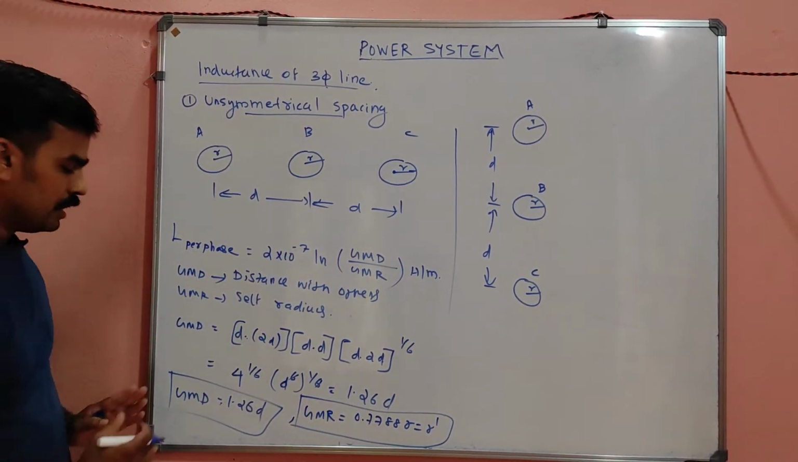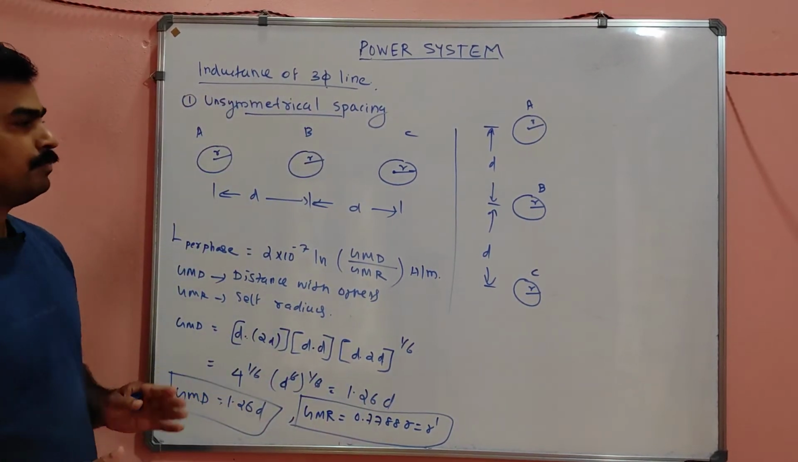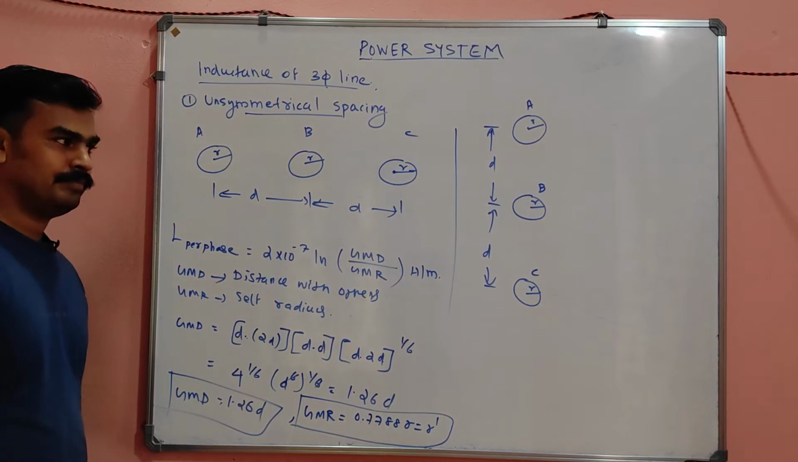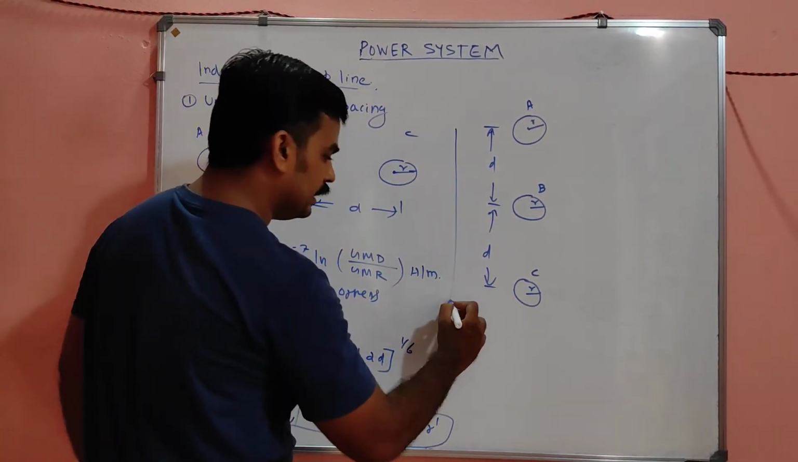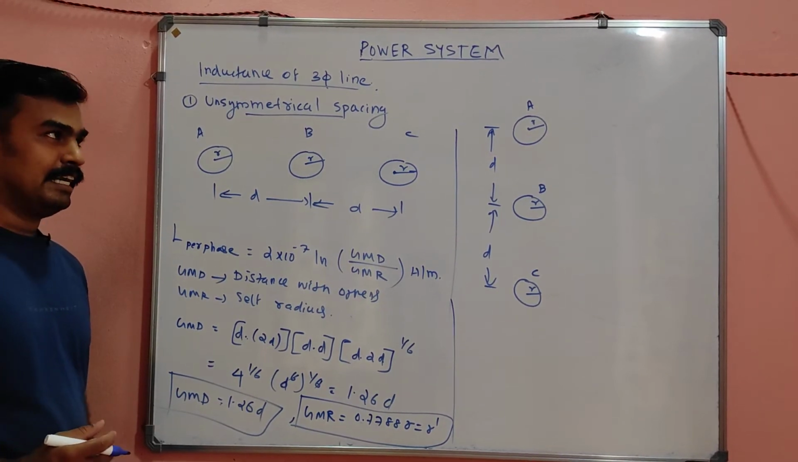R dash. So now you have GMD and now you have GMR. Simply substitute this, you will get the inductance. That's all. Simply substitute, you will get the inductance. Is it clear, my dear?